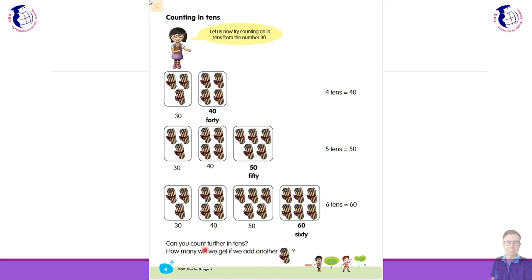and then can you count further in tens? How many will we get if we add another 10? Do you know what comes after 60?